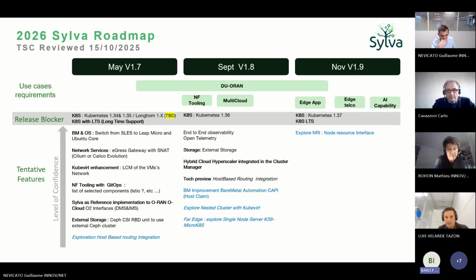Maybe it's worth clarifying the question. Does that mean that the management cluster, Mathieu, is running 1.35, or that it can run both? It's a good question. I think the plan would be to move the management cluster to 1.35, and support in Sylva 1.7 three versions of Kubernetes: 1.33, 1.34, and 1.35, to have an overlap with what we currently support in 1.6. Yeah, this was the way I was seeing it as well. Okay, thank you. Understood.